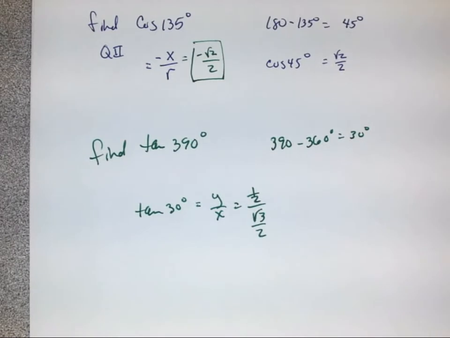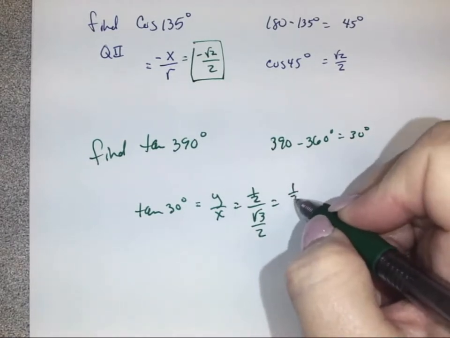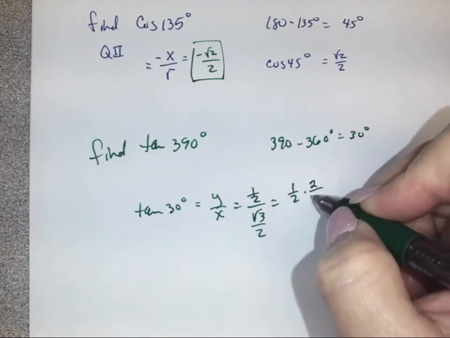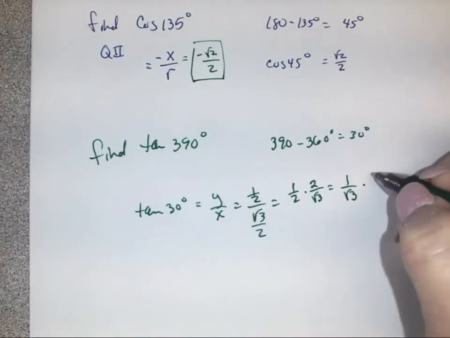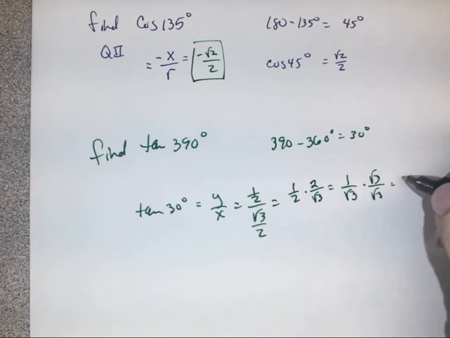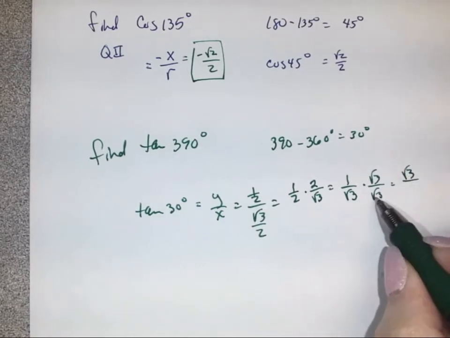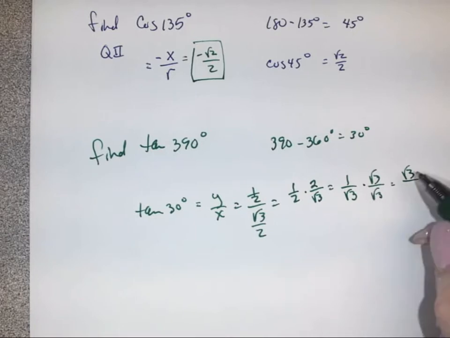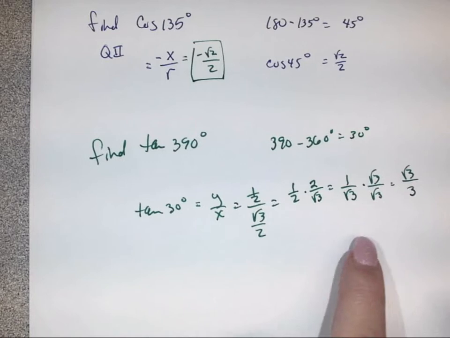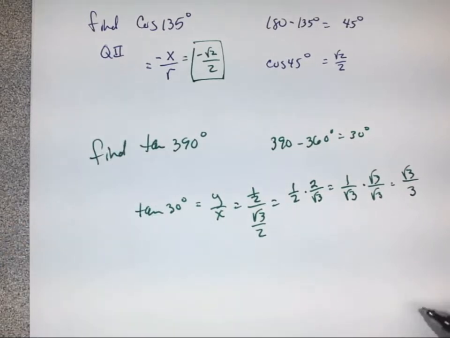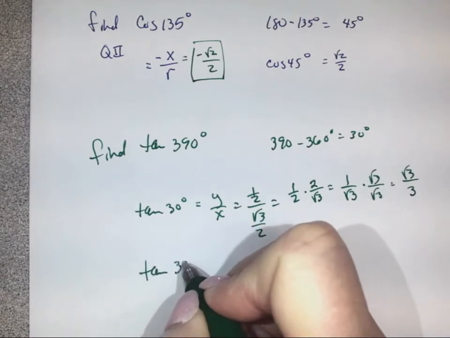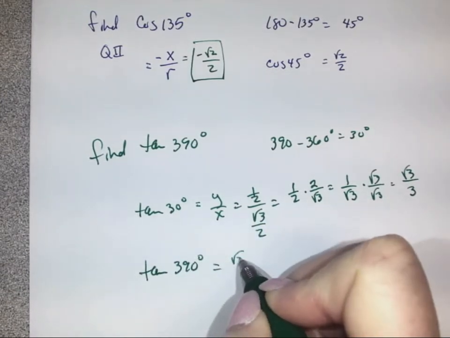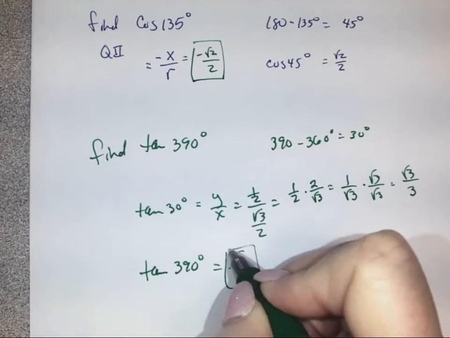We don't divide by fractions, we multiply by reciprocals. So 1/2 times 2 over the square root of 3 will get us 1 over the square root of 3. Rationalizing the denominator, the square root of 3 times the square root of 3 is square root of 9, and square root of 9 is 3. This will be positive because we're back in quadrant 1, so the tangent of 390 degrees would be equal to the square root of 3 over 3. And that would be your answer.